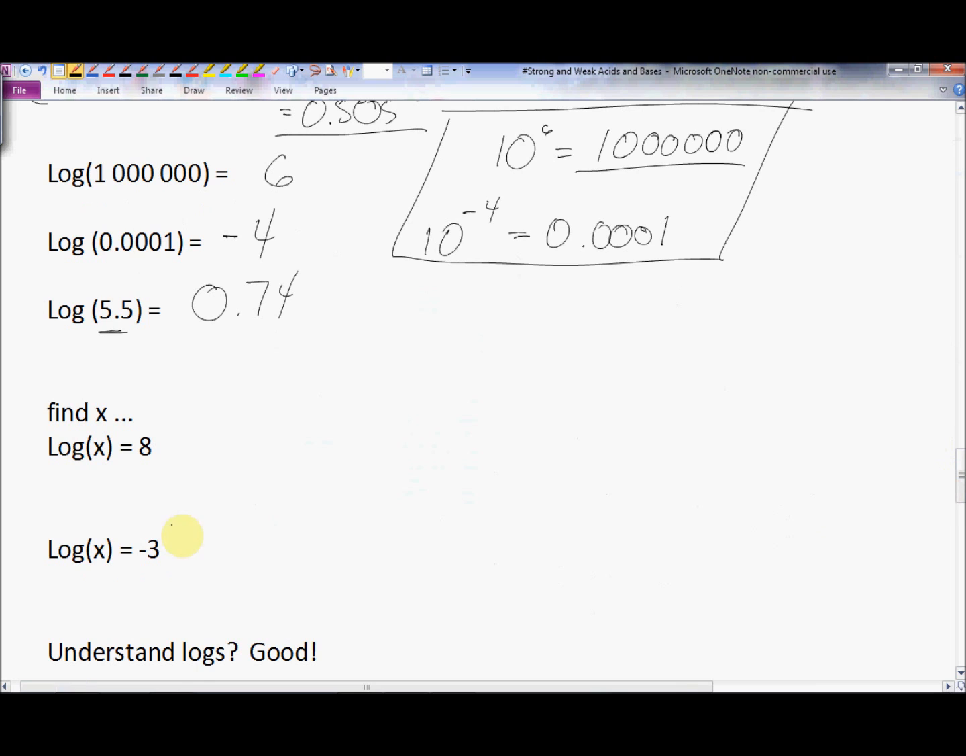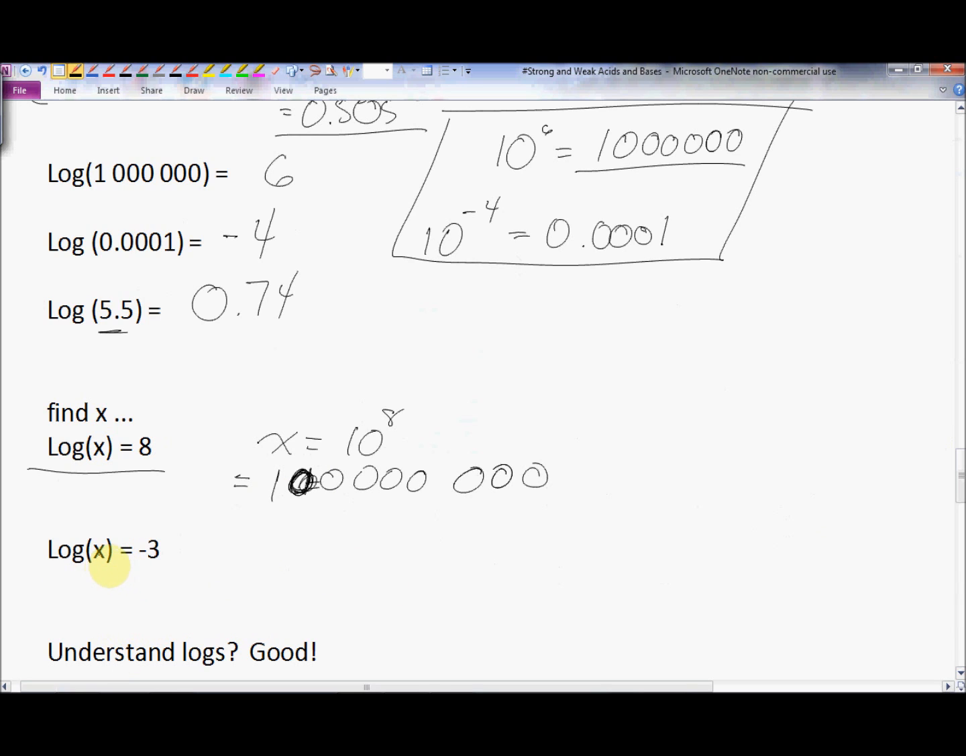So there we go. Some different questions. Log of x is equal to 8. In other words, 10 to the power of 8 is going to give us x. So x is equal to 10 to the power of 8. So it's going to be 1, 2, 3, 4, 5, 6, 7, 8 zeros. That was a bit messy.